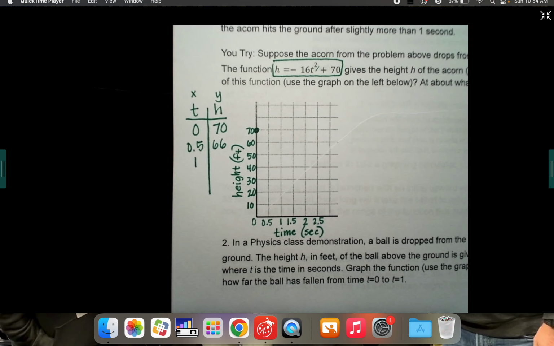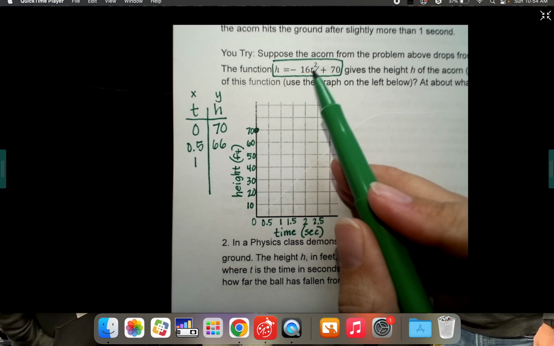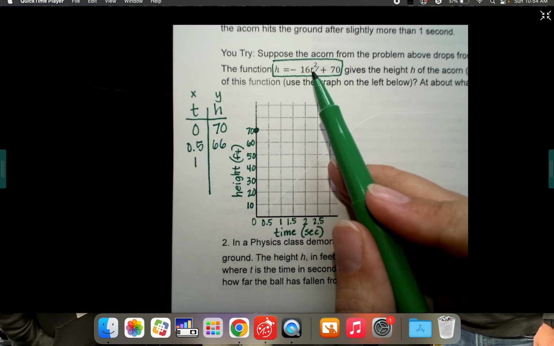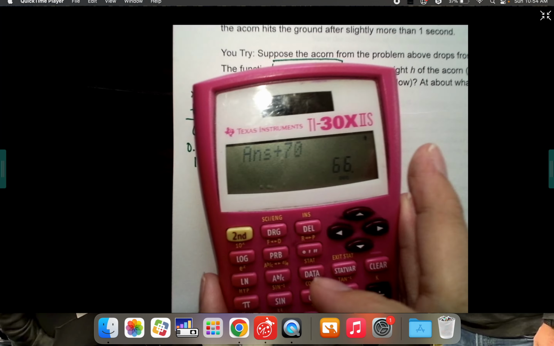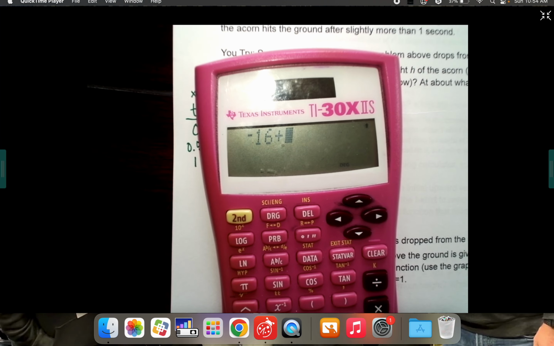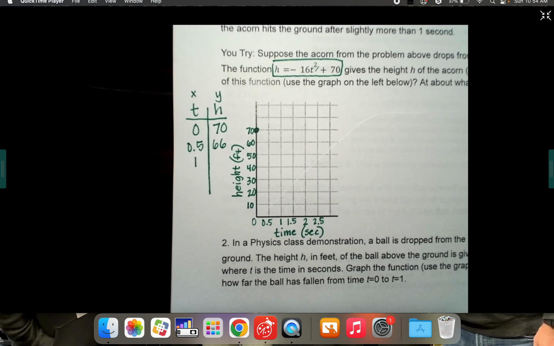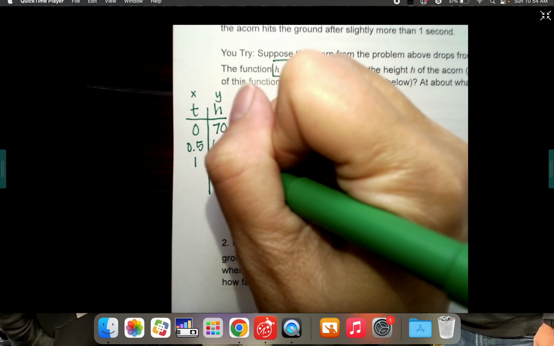Let's see where it's at after 1 second. So 1 squared is 1. 1 times -16 is -16 plus 70. So -16 plus 70 is 54. So now it's down to 54 feet.